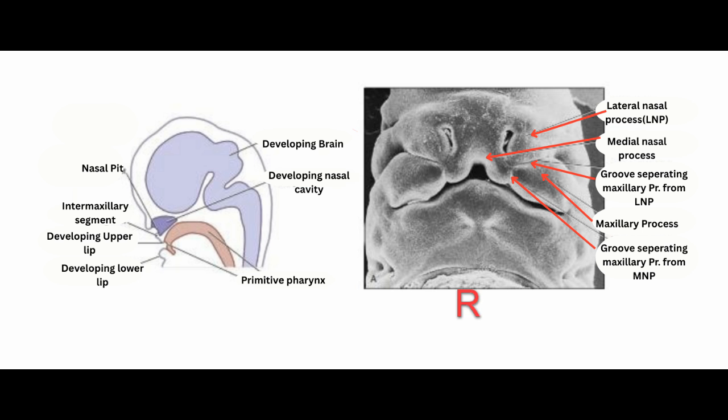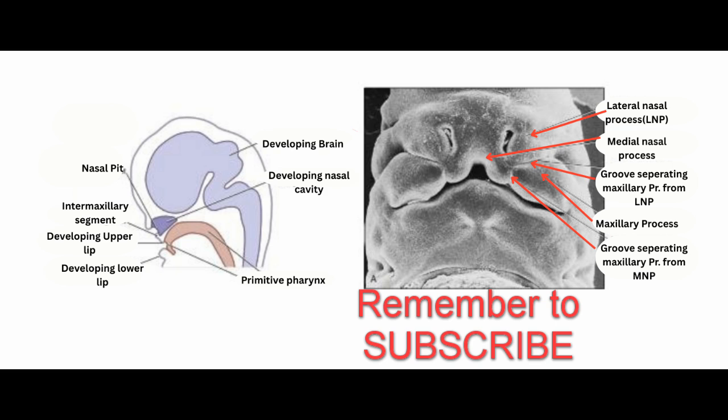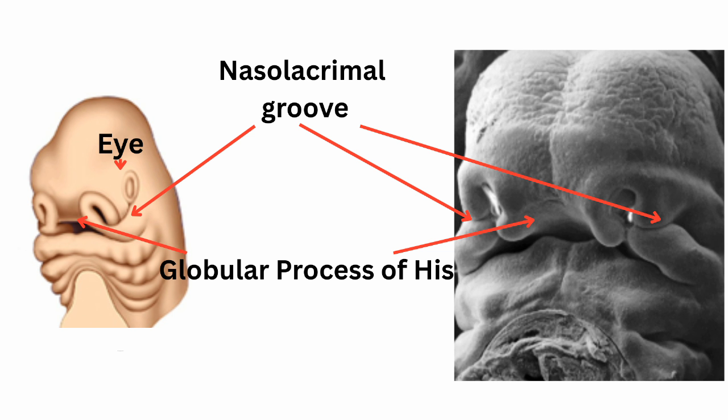Okay. And this is a sagittal section, and in this you can see that the nasal sac is separated from the oral cavity by the oronasal membrane, and this membrane eventually ruptures and creates an opening between the nasal cavity and the oral cavity, and failure of the rupturing of the oronasal membrane will result in choanal atresia, which was already described.